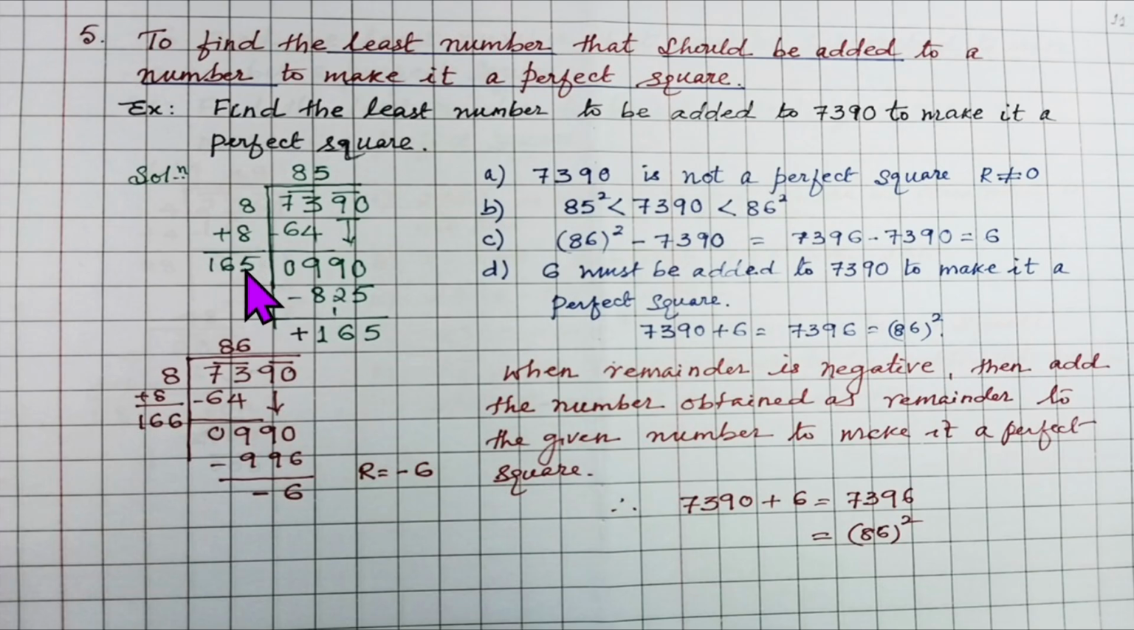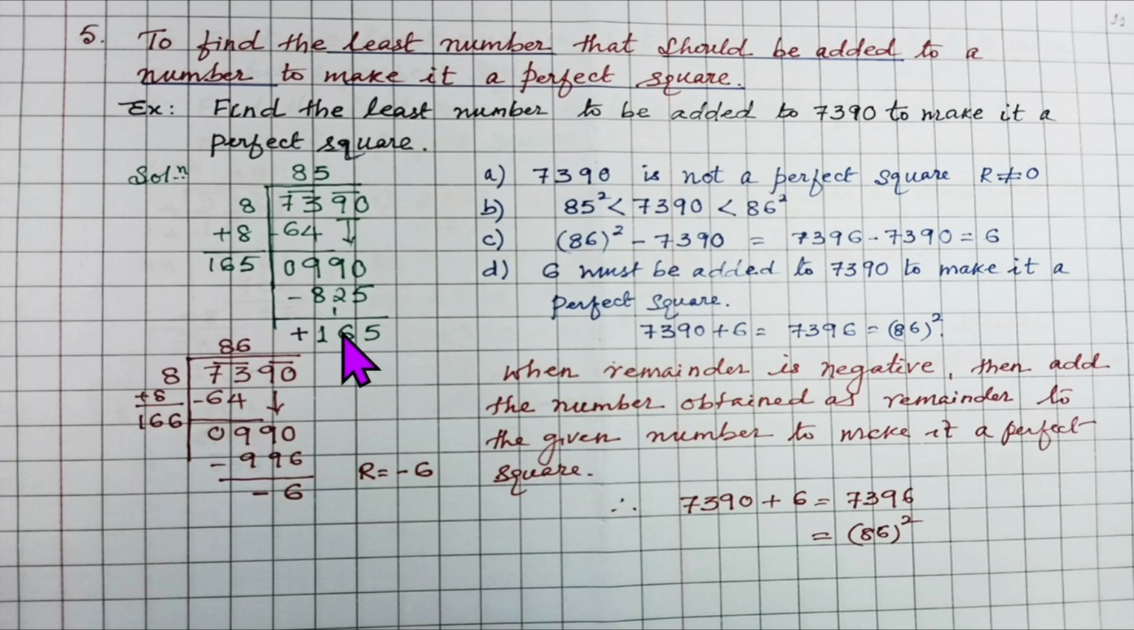Now choose a digit here so that when I multiply by the same digit, I get a number less than 990, and I've got 825 here. If I go for 6, it will be more. Therefore, I have stopped at 5, and I got 165 into 5 is 825, and the remainder is 165. Once you get the remainder as 165, it is a positive remainder.